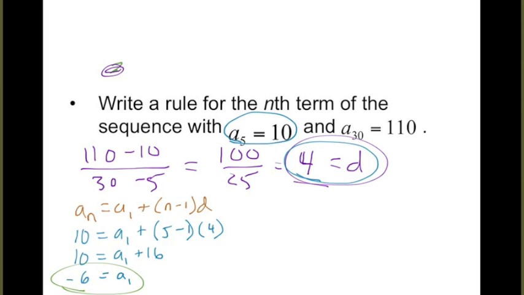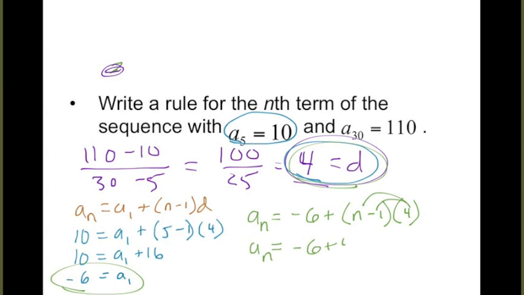Then we're going to take our a sub 1 and the common difference and plug them in. So a sub n is first term plus n minus 1 times d. Distribute. And combine like terms. And if we plug in either one of those two starting points, it should confirm that this is the right formula.